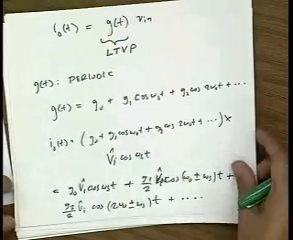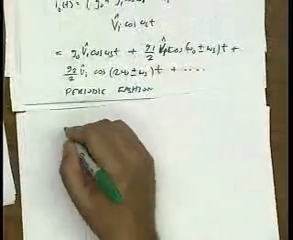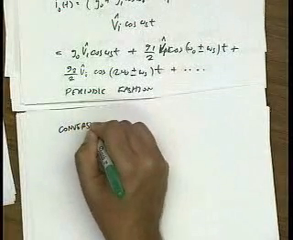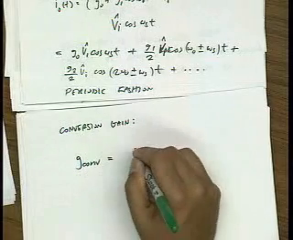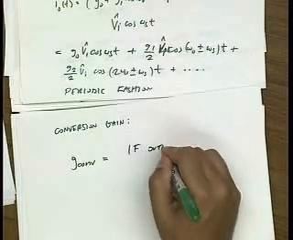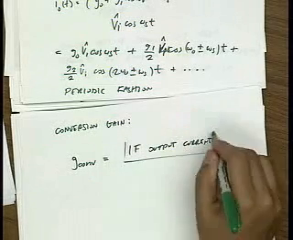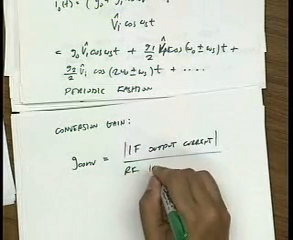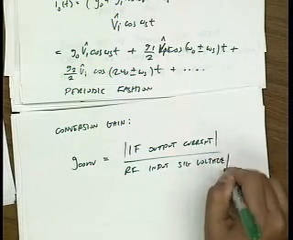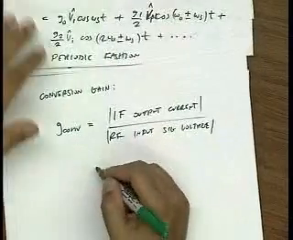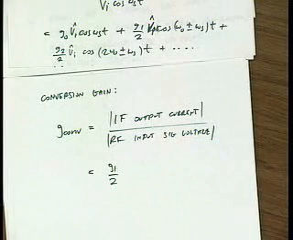Okay? So what we're going to do is define a conversion gain. It is the transconductance for the desired signal, so the IF output current magnitude divided by the RF input signal voltage. And we can see now that it's just G1 over 2. Okay, any questions?